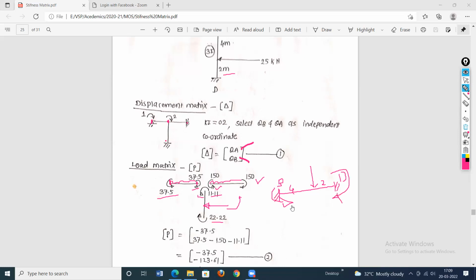Then this is the load matrix. Now next we'll go for the next matrix, that is the stiffness matrix.